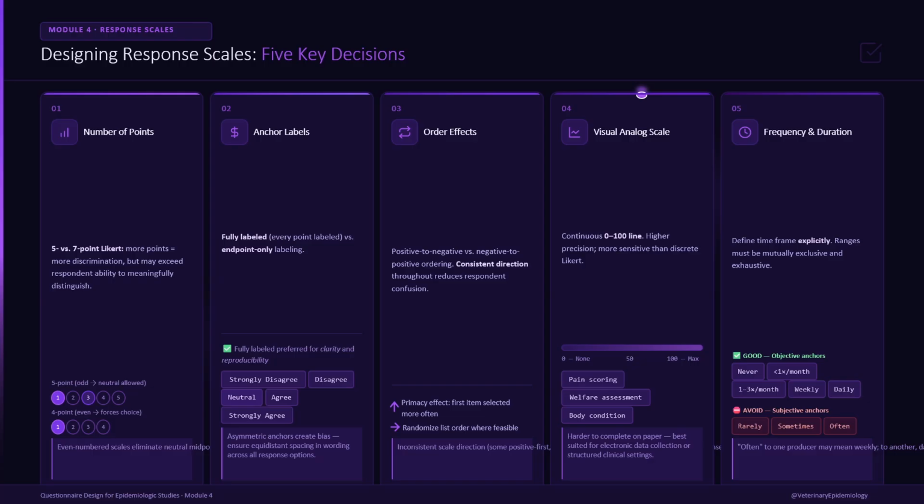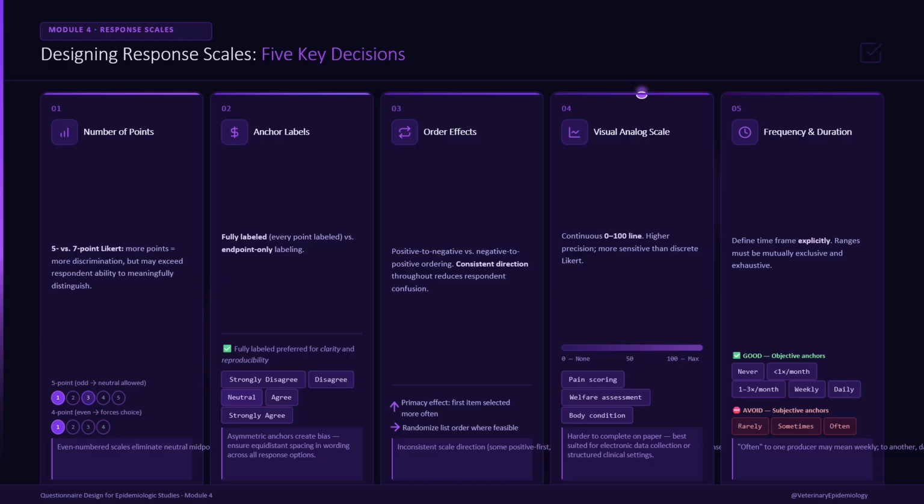Even numbered scales drop the neutral midpoint and force a choice. Use them when genuine neutrality is meaningless. Second, anchor labels. Fully labeled scales are clearer and more reproducible than endpoint only labeling, and anchors must be symmetric. If one end says strongly agree, the other must say strongly disagree.